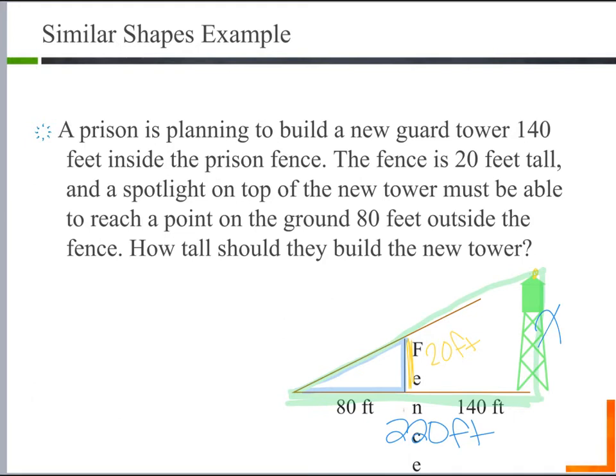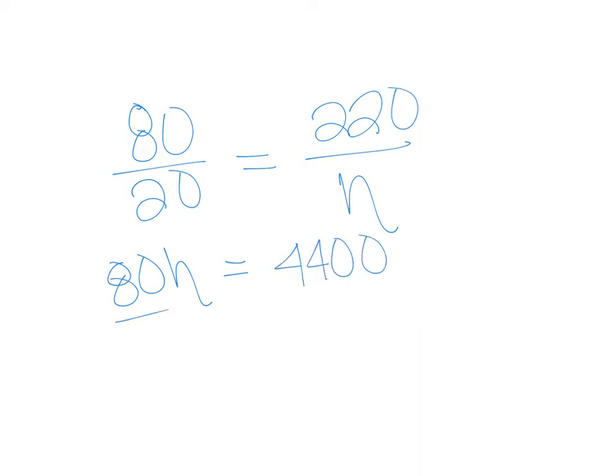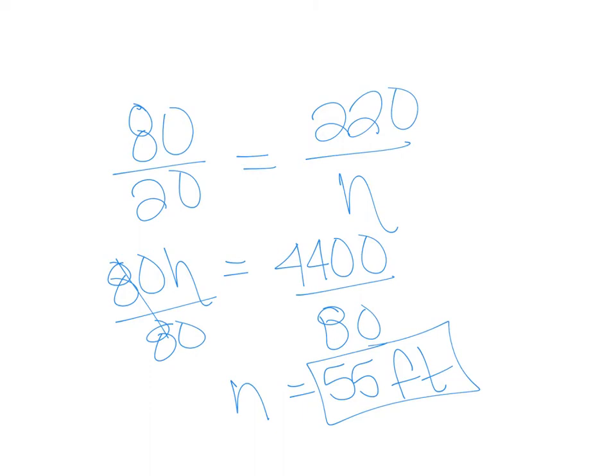So if we look at that little blue triangle I made, then I have 80 over my height of the fence of 20. And then at my big green triangle, I have 220 over how tall does the tower need to be. Now you can solve this proportion. So again, I have 80 over 20 equals 220 over the height of my tower. So 80h, and then 220 times 20 gives me 4,400. Divide by 80. So h is 55 feet. So the tower needs to be 55 feet tall.